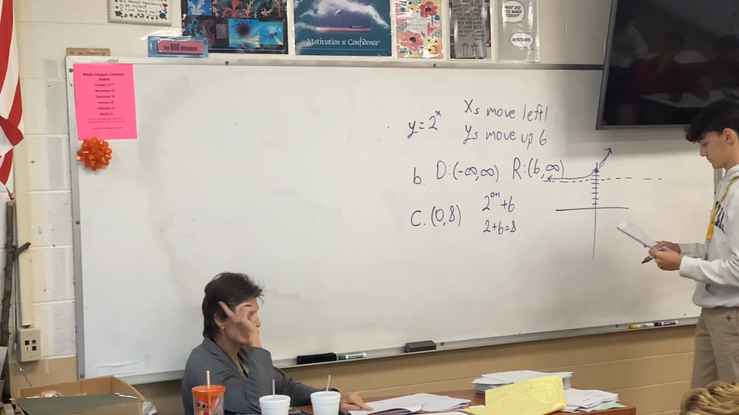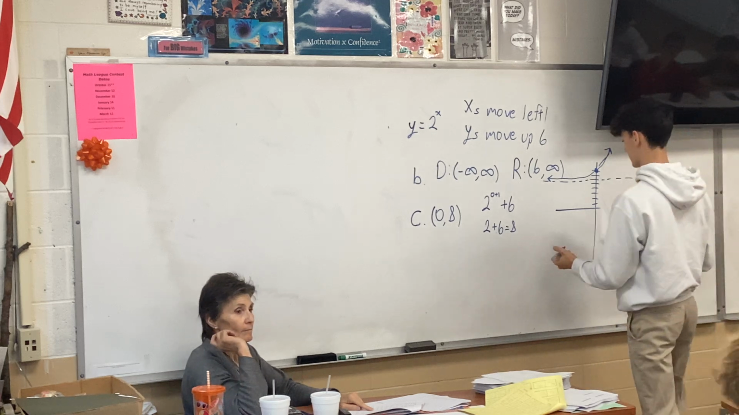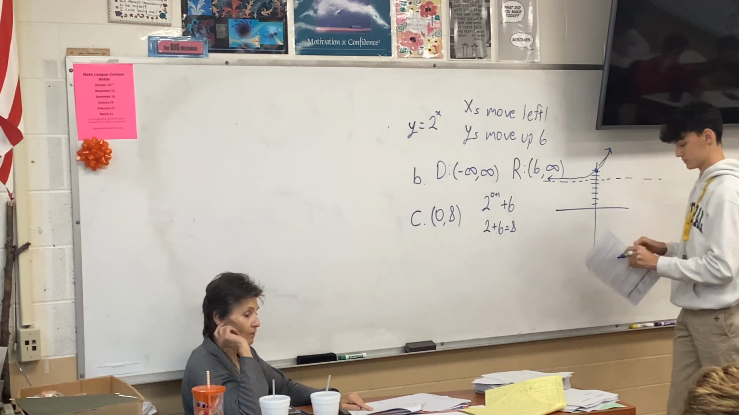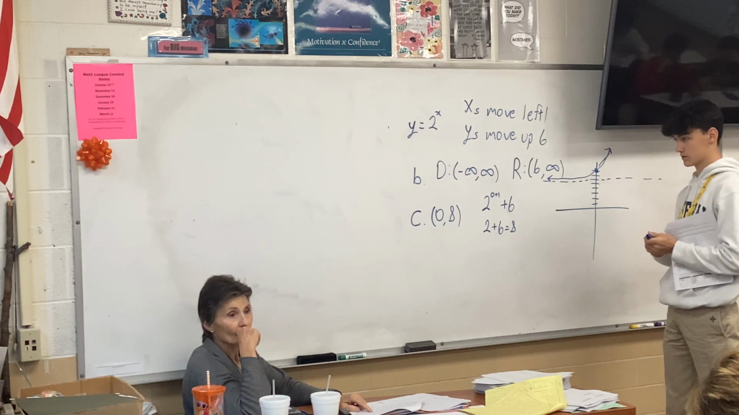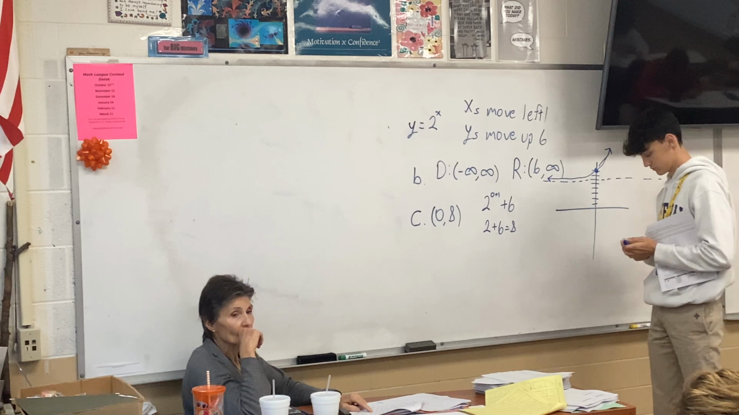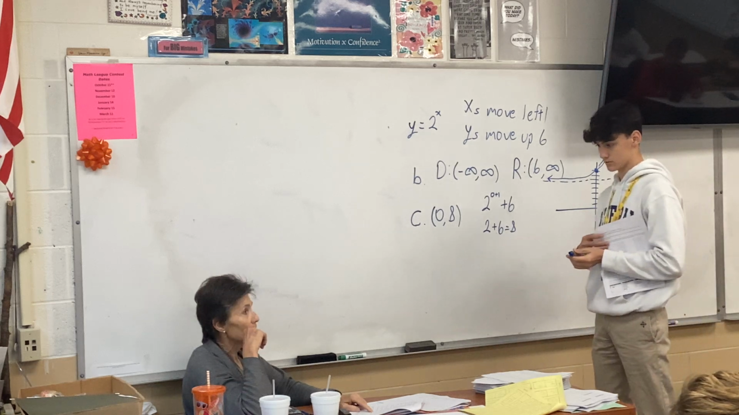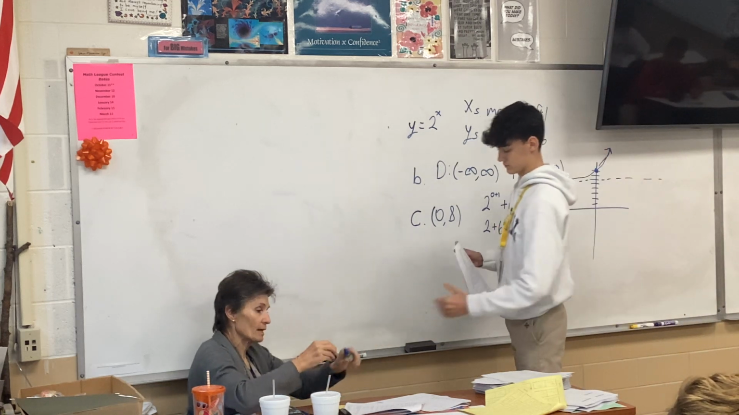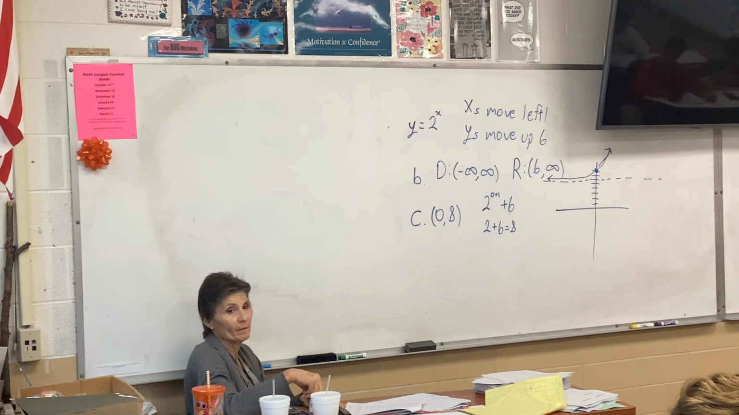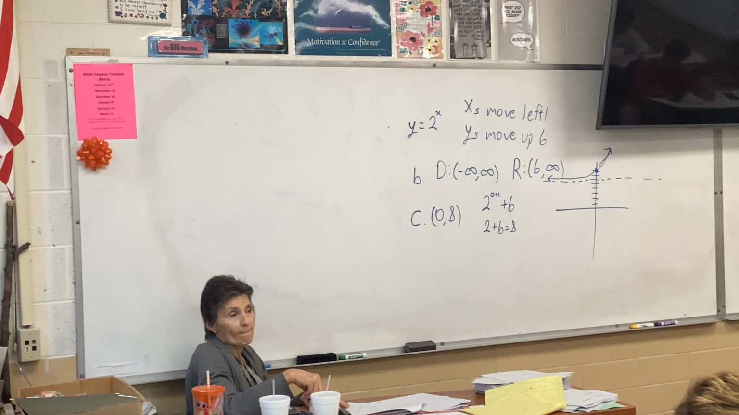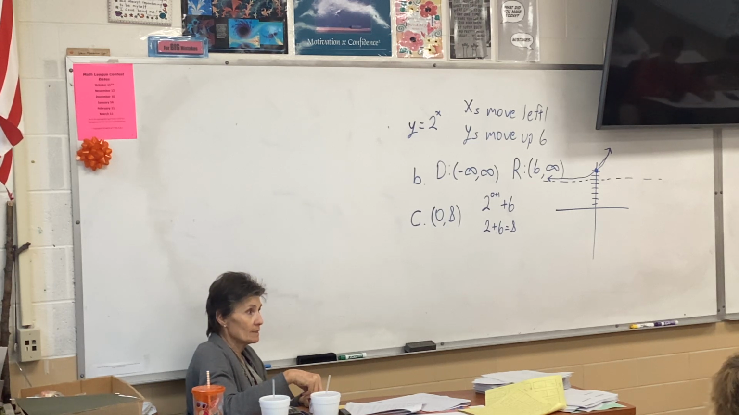What happens as we go to the left? 6 from the top, 6 from the top, beautiful, and to the right, positive infinity. Thank you, Declan. Does anybody have a question about any of the stuff in number 1? Okay, did you get to 2? 2's a little harder.